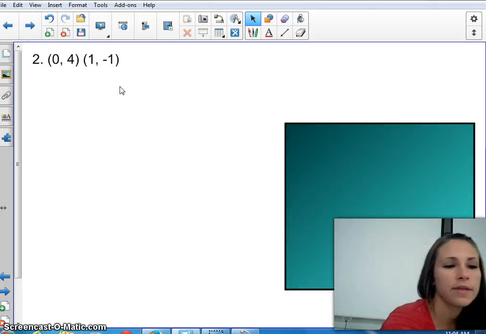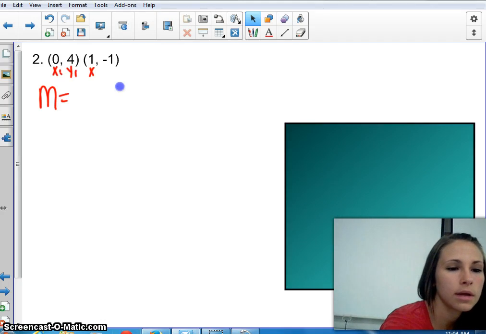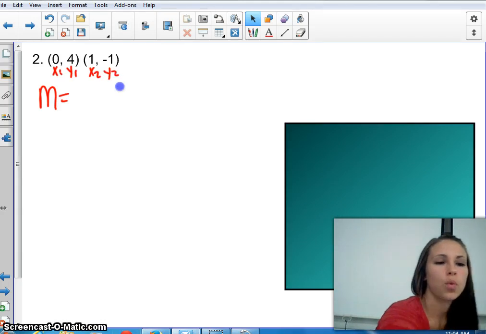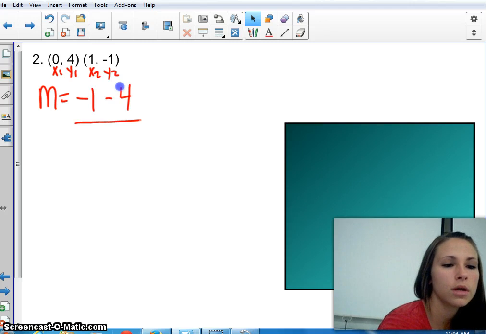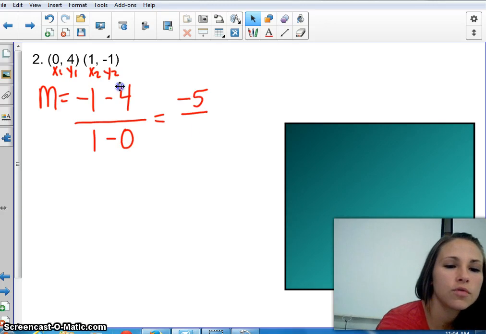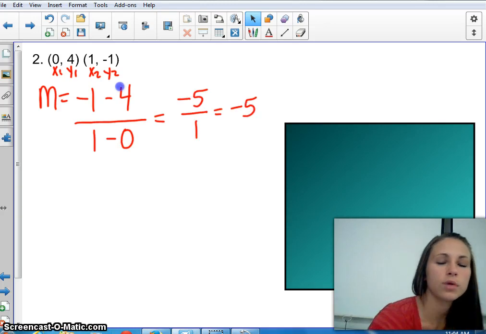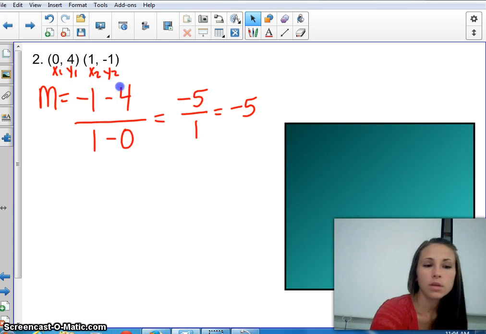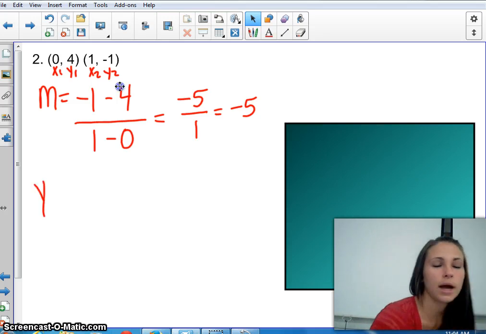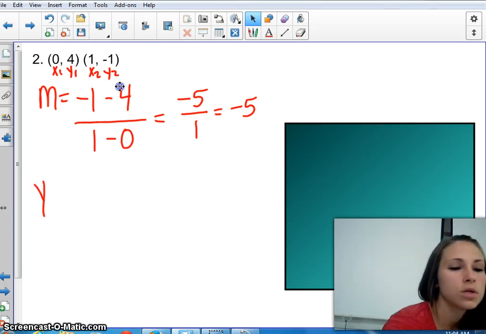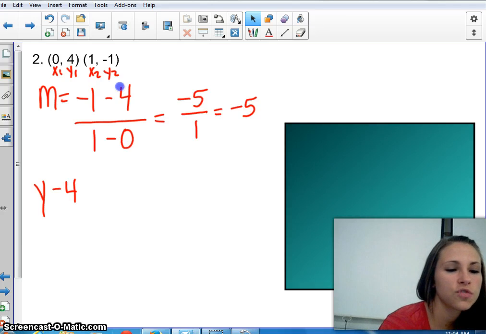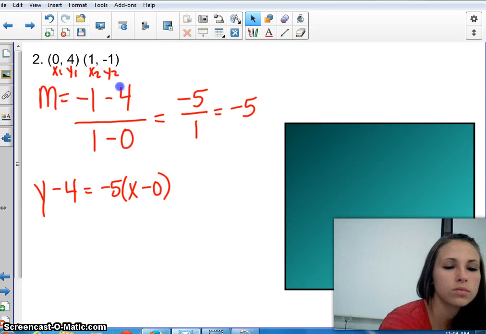Let's try number 2. I'm going to find the slope. So m equals, this is x1, y1, x2, y2. I'm going to do y2 minus y1 over x2 minus x1. And so this is going to end up giving me a negative 5 over 1, which is a negative 5 when I simplify. Either one of the points I can plug into the formula. I'm going to use the one with the 0, the first one. So I'm going to do y minus y1, which is 4, equals negative 5 times x minus 0.